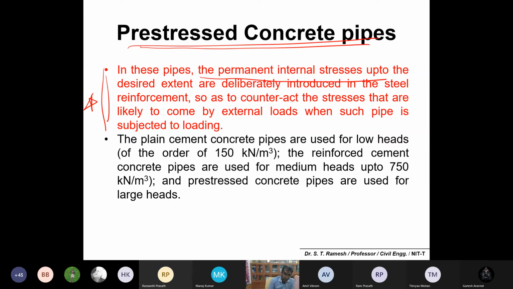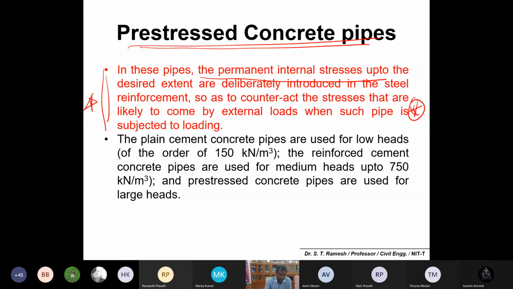Okay, so let me repeat again. The permanent internal stresses up to the desired extent are introduced in the steel fibers or reinforcement so as to counteract the stresses that are likely to come by external loads when the pipeline is subjected to loading. Please make a note on that. Something important: pre-stressed concrete pipes. You can do the pre-stressing before the pipe is subjected to loading, or before laying of the pipe. That is important.